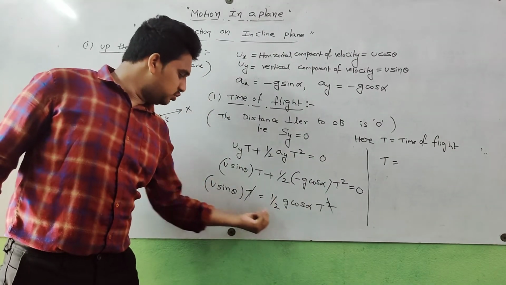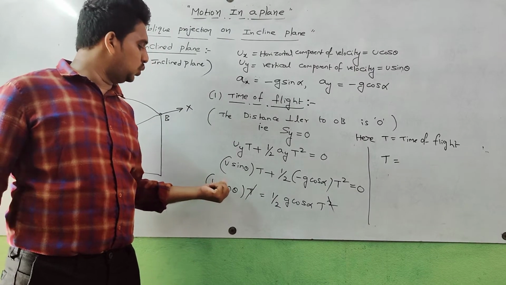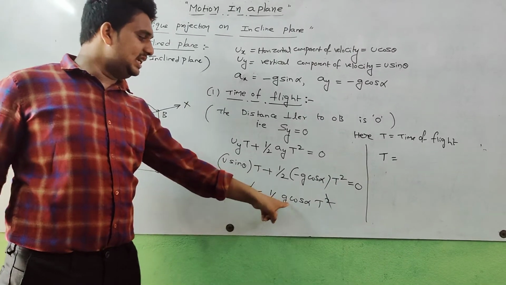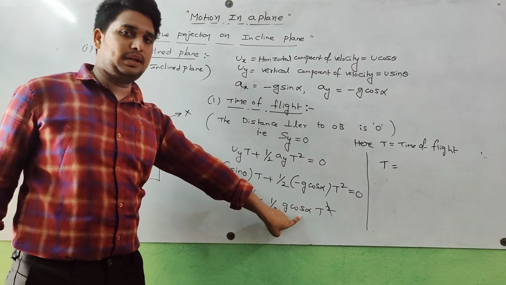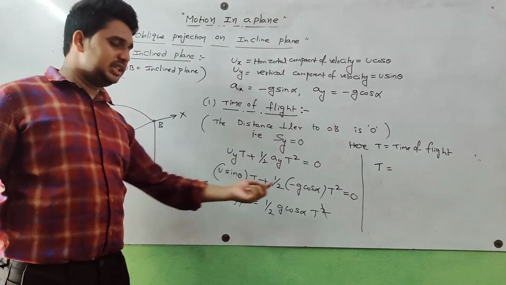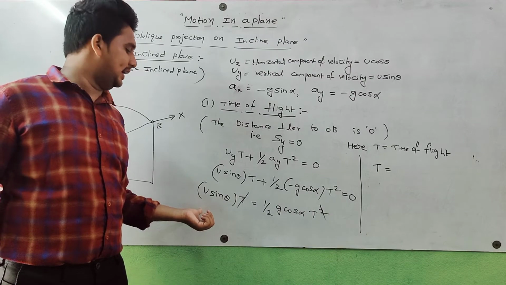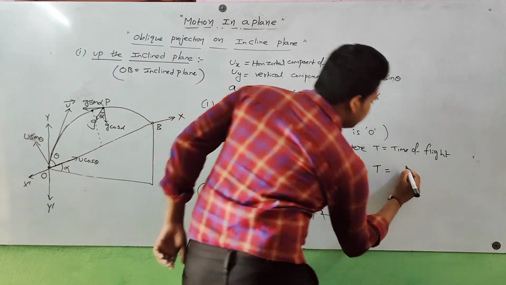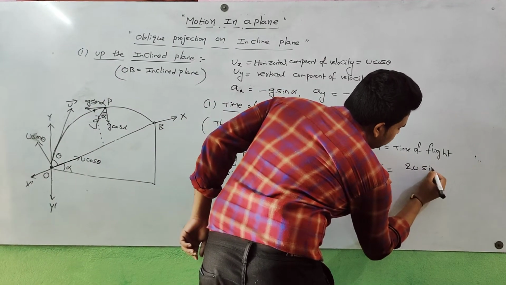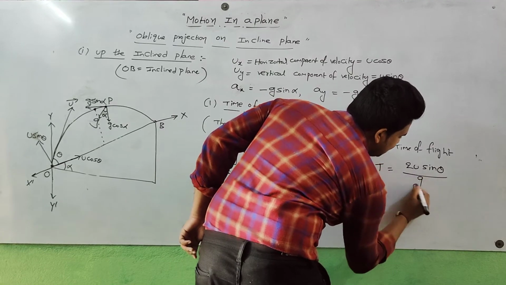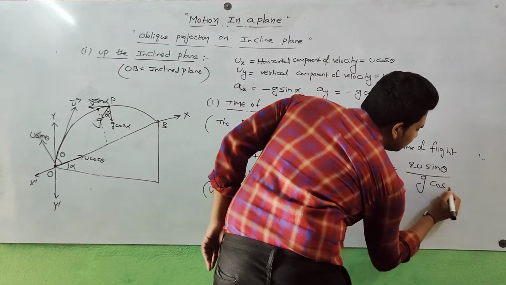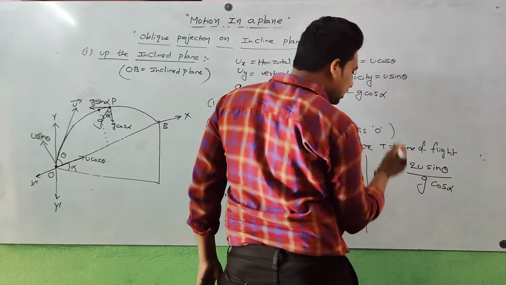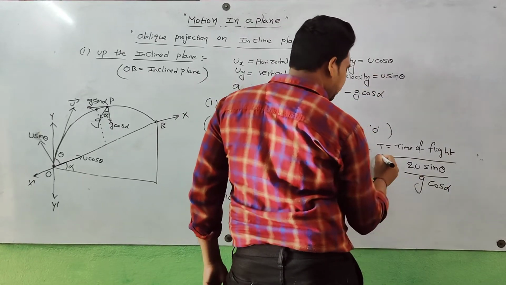So this 1 by 2 moves to this side. It becomes 2 into u sin theta. This g cos alpha moves to this side. Because it is in multiplication, it will move to this side as division. That means 2u sin theta by g cos alpha. So this is the formula for time of flight.